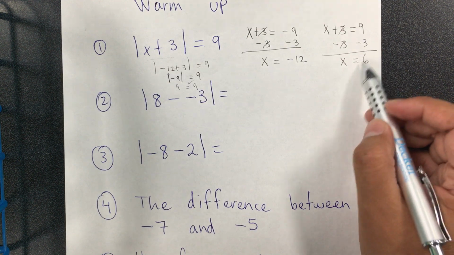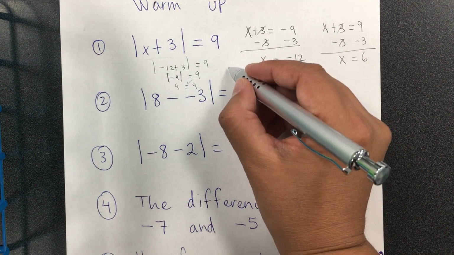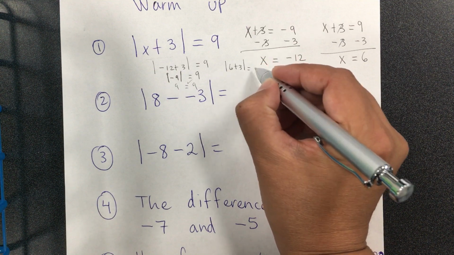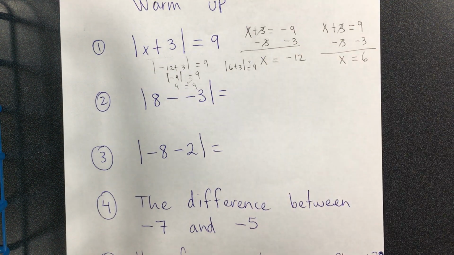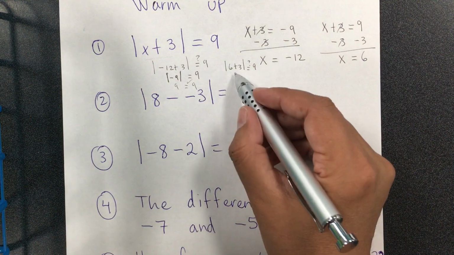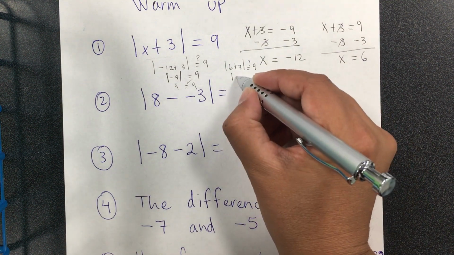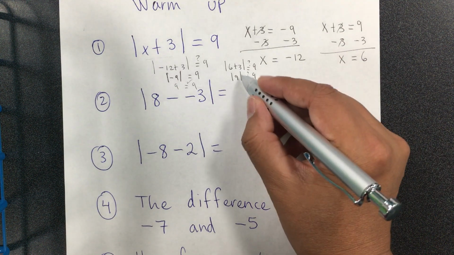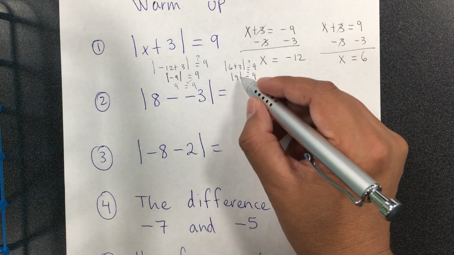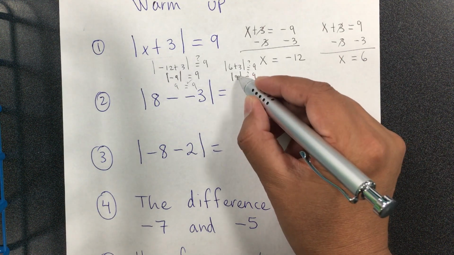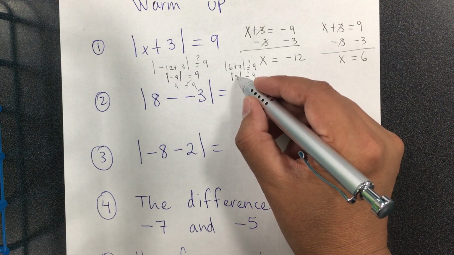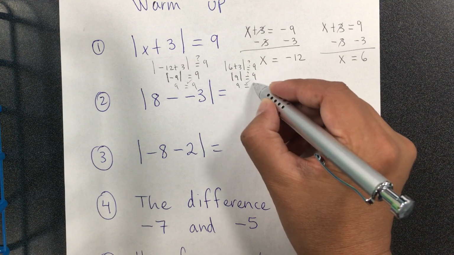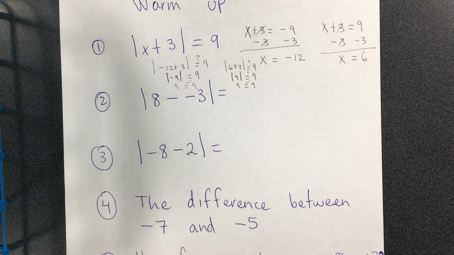When we substitute with 6, it's going to be 6 plus 3 equals 9. It's actually a question: 6 plus 3, the absolute value of 9, is it equal to 9? And the absolute value of 9, remember that these magic sticks will always make, once it's only one number, into a positive. So that's why, yes, it's equal to 9.